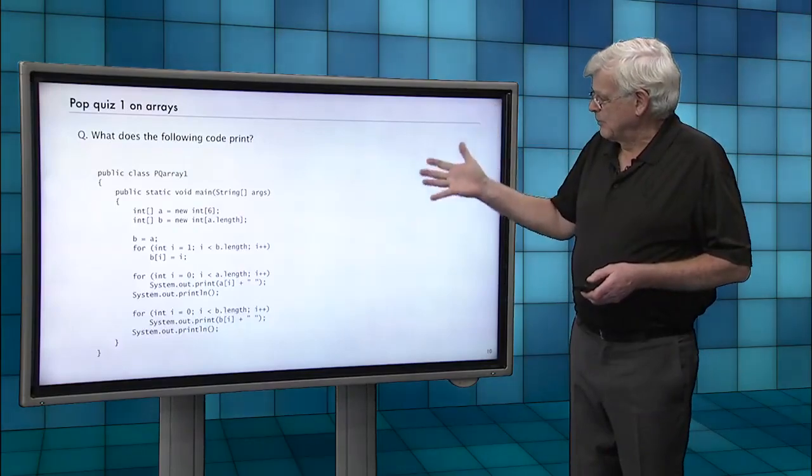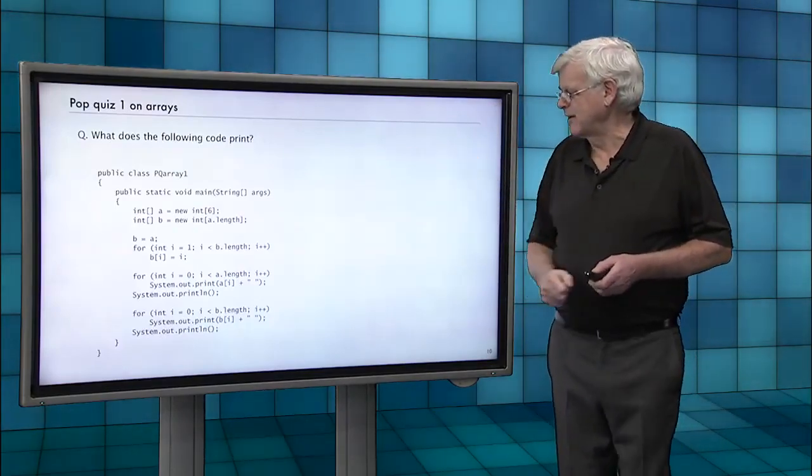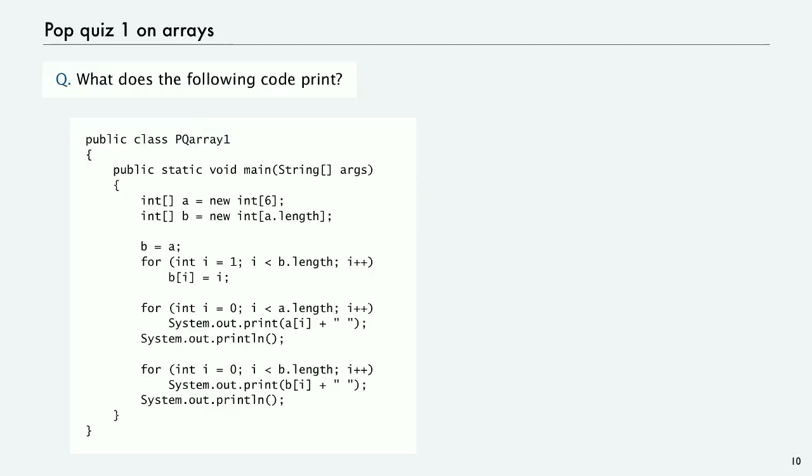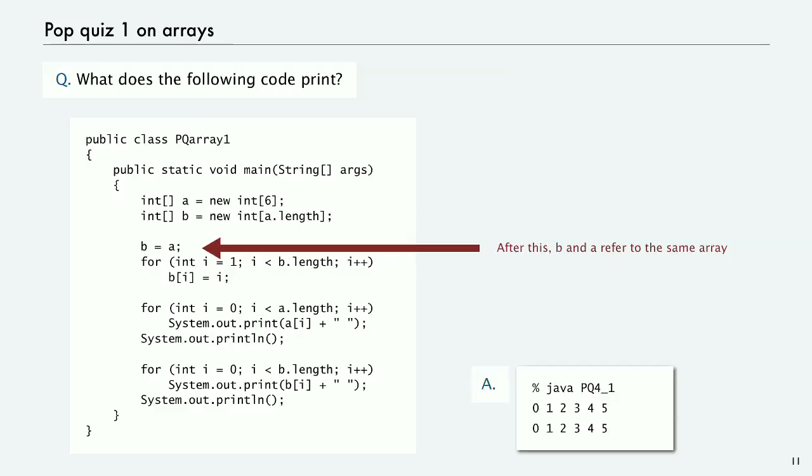So here's a quick pop quiz. Study this code and try to figure out what it's going to print. We make a new array A, B, and then we go through and set B[i] = i and print out the two things. And this is, again, just a quick test about copying. I hate to overemphasize, but everybody gets burned on this. After you say B = A, B and A are referring to the same array. So no matter what you do to A, you're going to do the same thing to B, because it's the same array. And so when you print it out, you're going to get the same thing. They point to the same array.